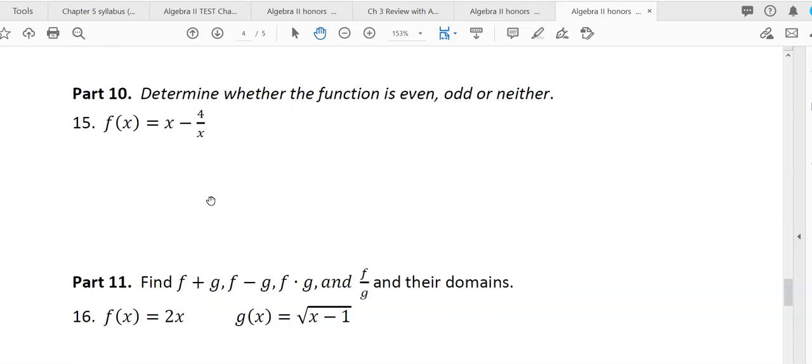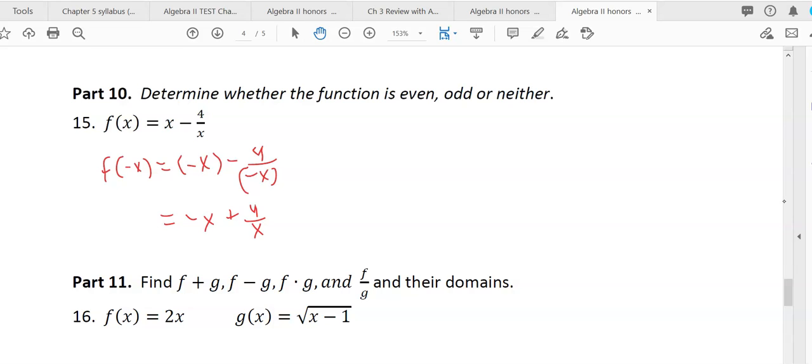Okay. Determine whether it's even, odd, or neither. So the test is plug in negative x. Let's do that. For both of them, it's the same test. Negative x minus 4 over negative x. And let's just see how that changes the term. So this term became negative. So this term changed sign. This is now going to be plus 4 over x. So that term changed sign as well. So both of them changed.